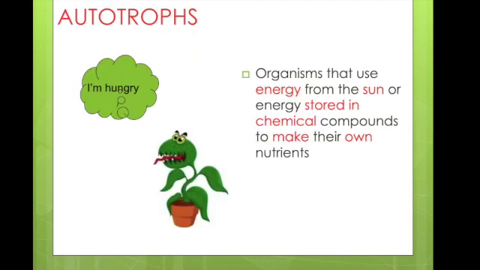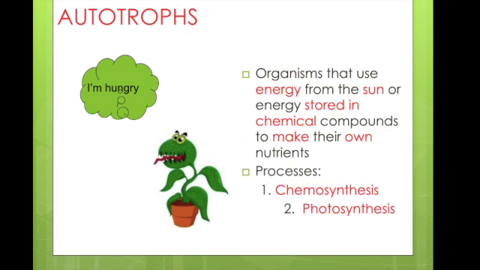So these things are called autotrophs, meaning they automatically make their food. Those are any plant, anything that's green. We have 2 things called chemosynthesis and photosynthesis. Chemo is chemical, and photo is actually taking sunlight. Photo means sunlight.